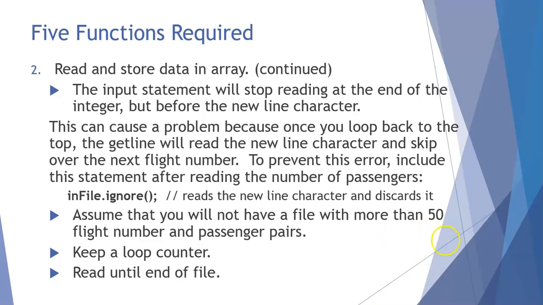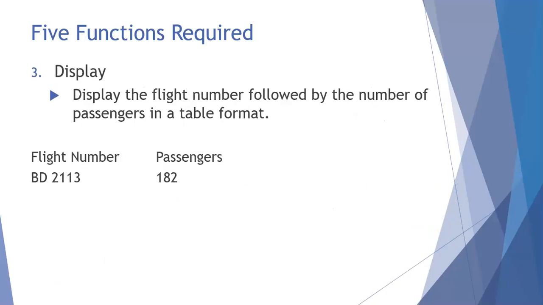A couple other items I mentioned: no more than 50 pairs, keeping a counter, reading until end of file. The third function is a display function. So here I want you to display in a table format the flight number and then the corresponding number of passengers.